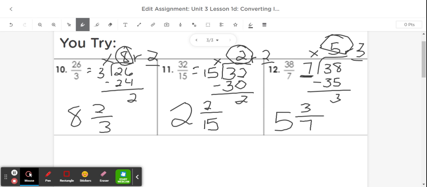And that's the end of Unit 3, Lesson 1D, Converting Improper Fractions.